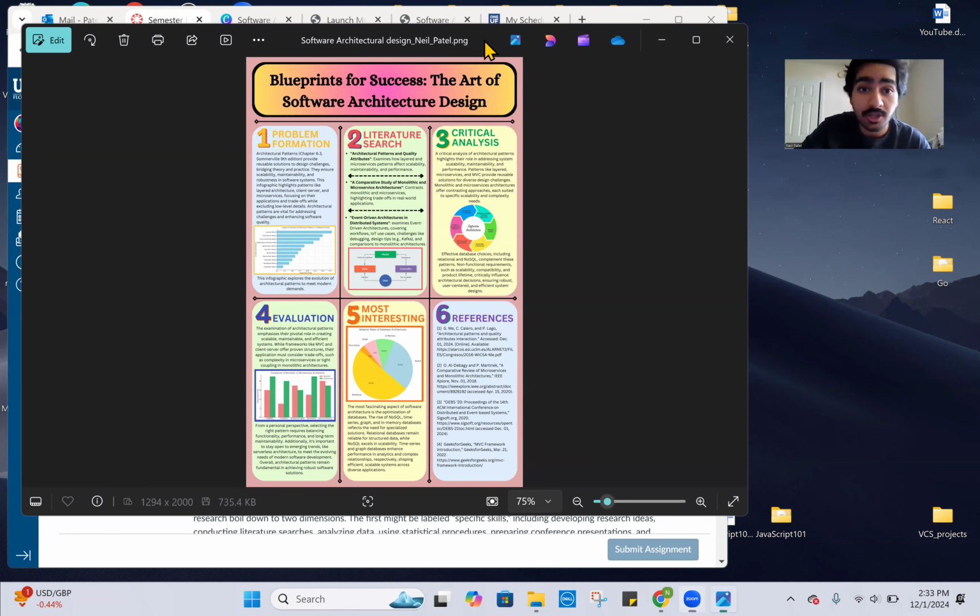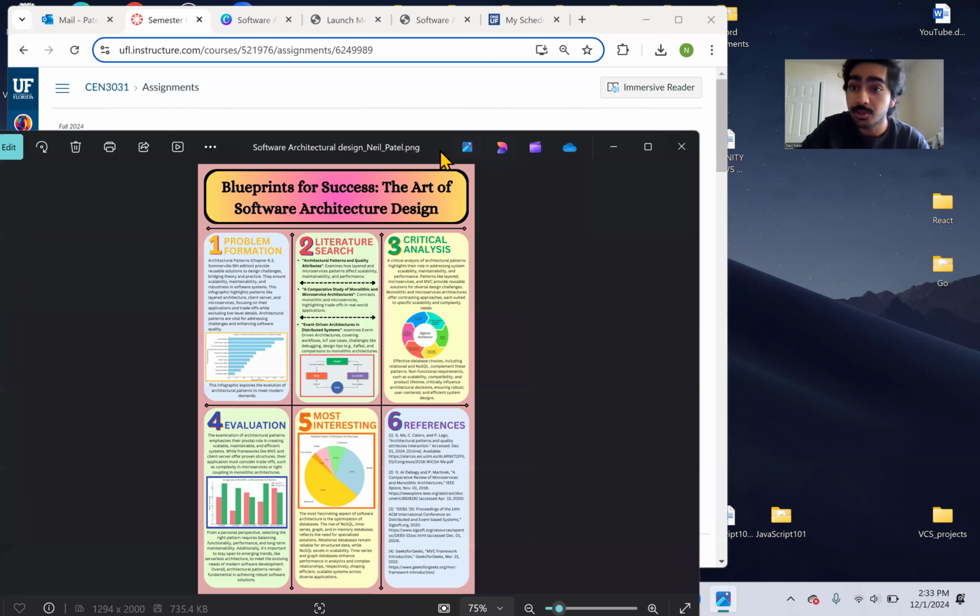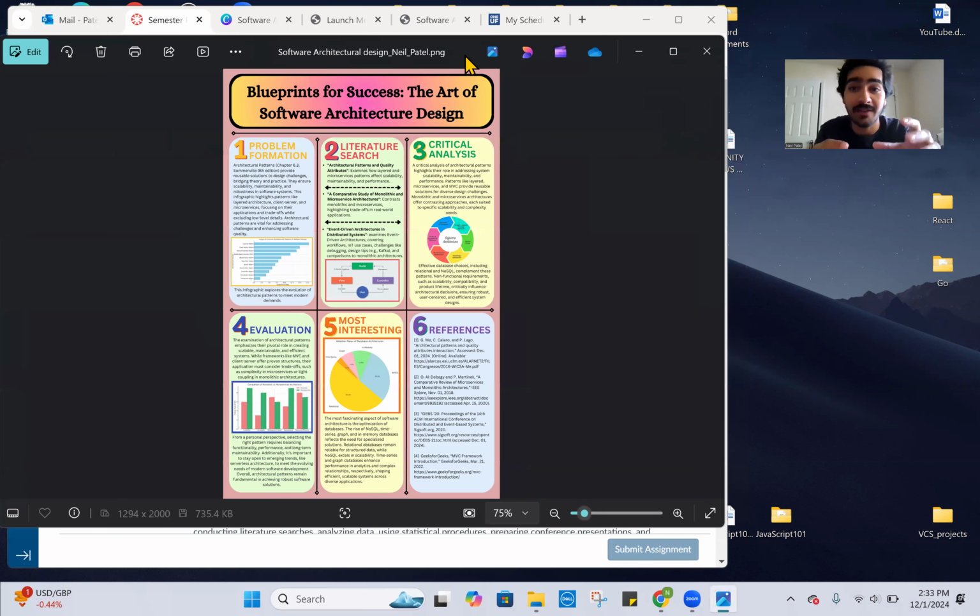So, what I did my research project on was software architecture. Let's get right into it. You can see right here, I have a PNG pulled up of my infographic, and the title of this infographic is "Blueprints for Success: The Art of Software Architecture Design."